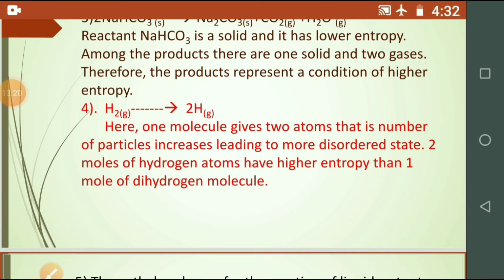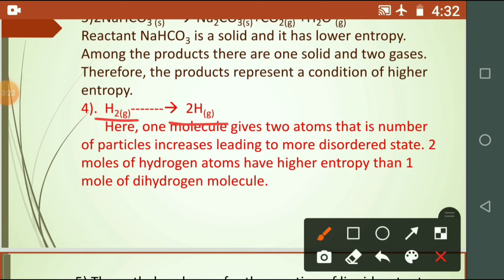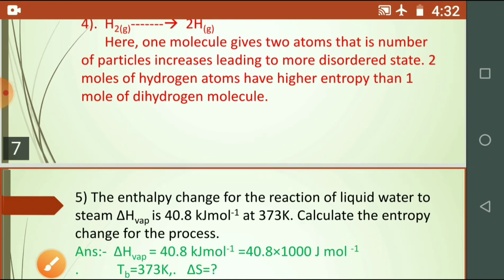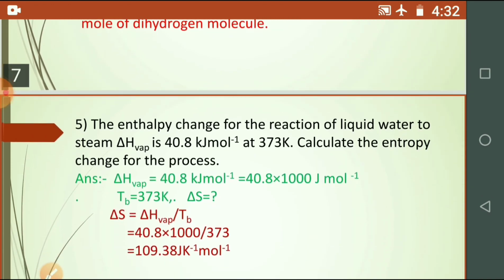The next one, 2 moles of hydrogen atoms are formed from H2 gas gives 2H gas. That is, 2 moles of hydrogen atoms are formed from 1 mole of hydrogen gaseous molecule. That's why we say a greater number of atoms are produced in the gaseous state. One molecule gives 2 atoms, that is, number of particles increases, leading to more disordered state. That's why 2 moles of hydrogen atoms have higher entropy than 1 mole of dihydrogen molecule. Entropy increases.